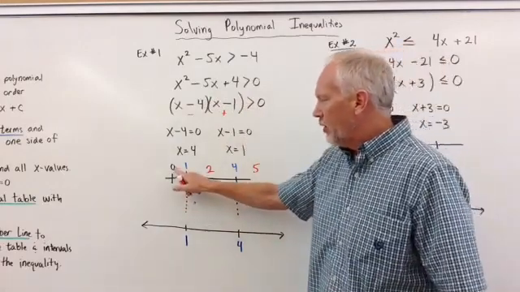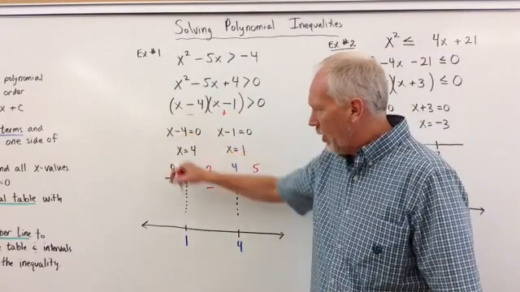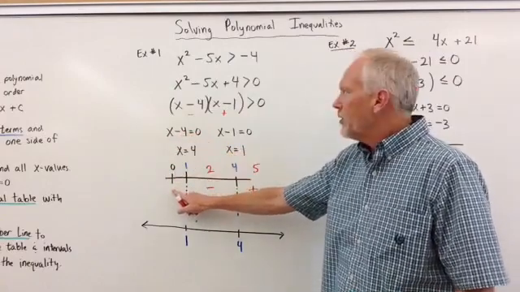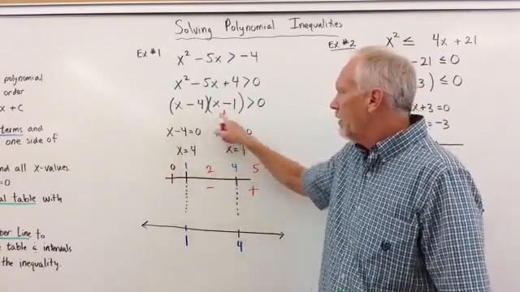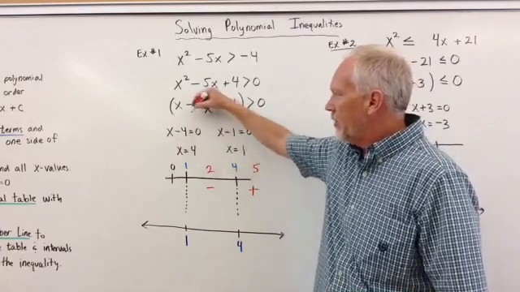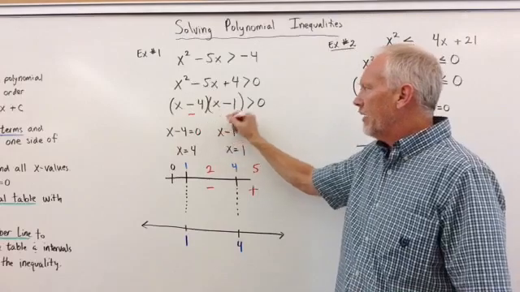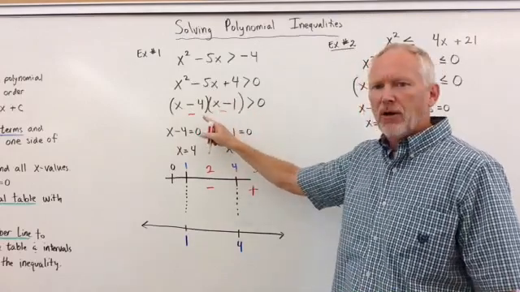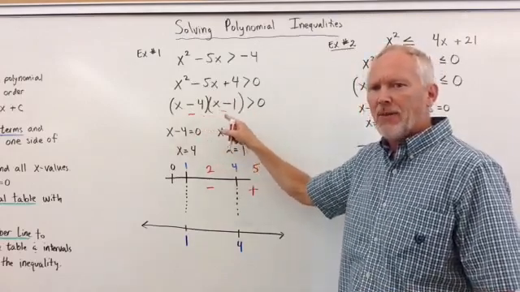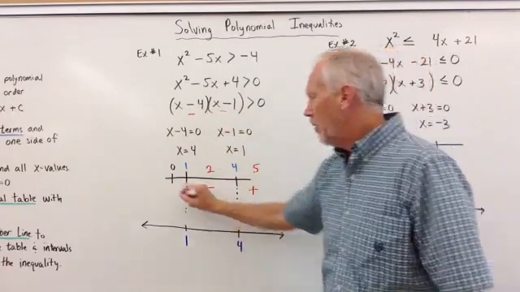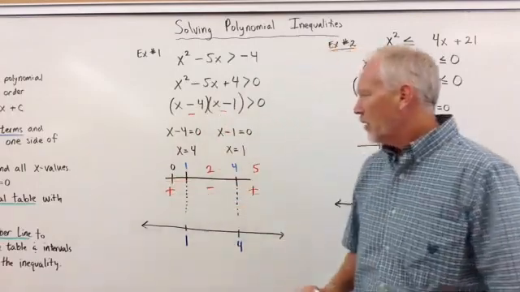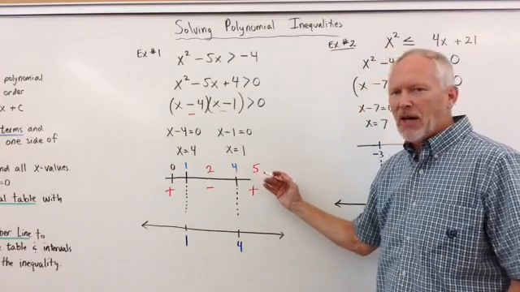Now for our last one, I'm going to choose 0 as our test value. If I plug 0 in, that's going to be a negative value. 0 minus 4 is a negative value. Negative 1, that's another negative. But look, once I multiply a negative times a negative, I get a positive. All right, so that's my basic table.